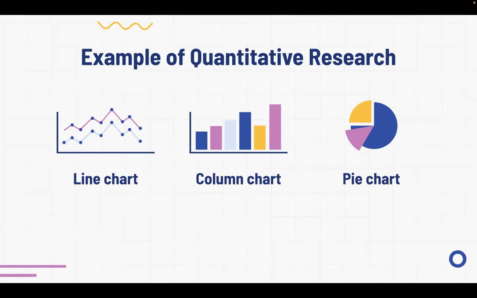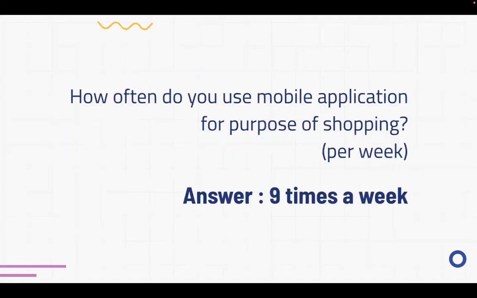Because of that, the experiment mainly uses a chart. So here's an example. How often do you use a mobile application for the purpose of shopping per week? The answer is 9 times a week. In this example, we can expect that almost all of the quantitative research's questions let the test subject make the number their answer.